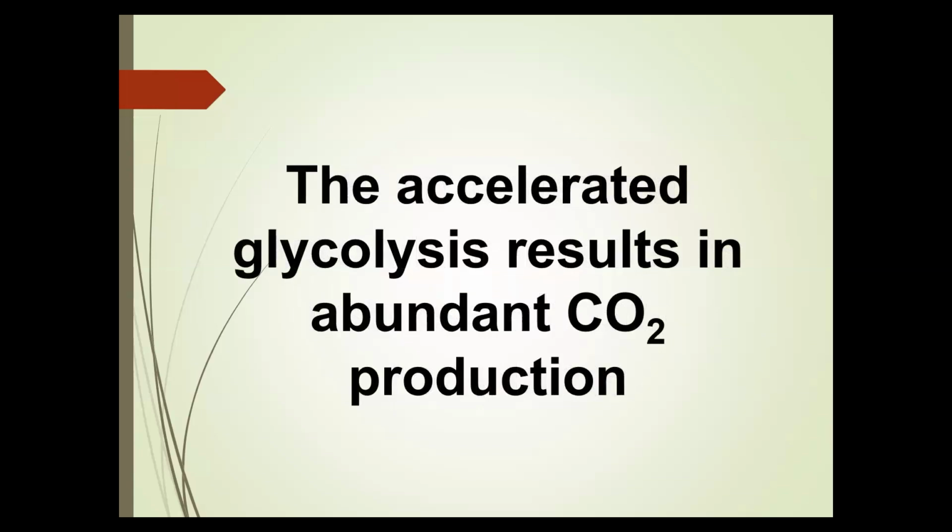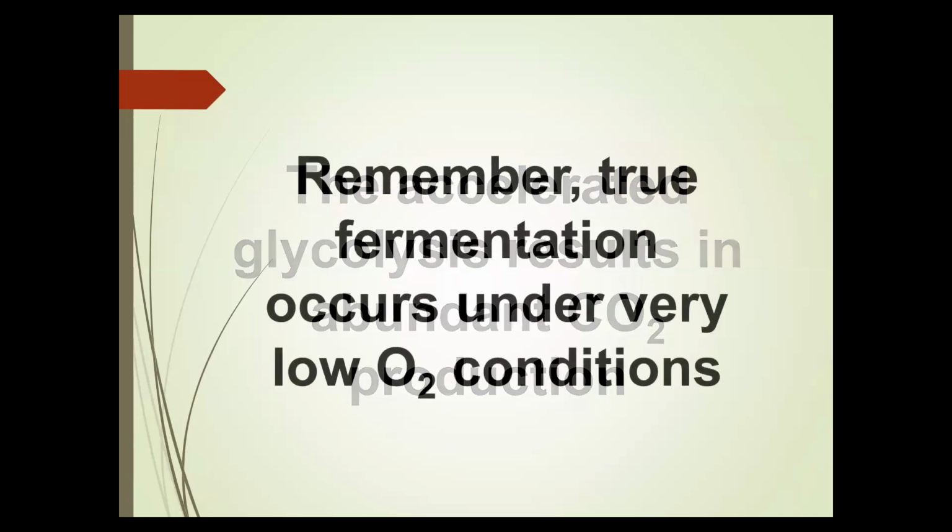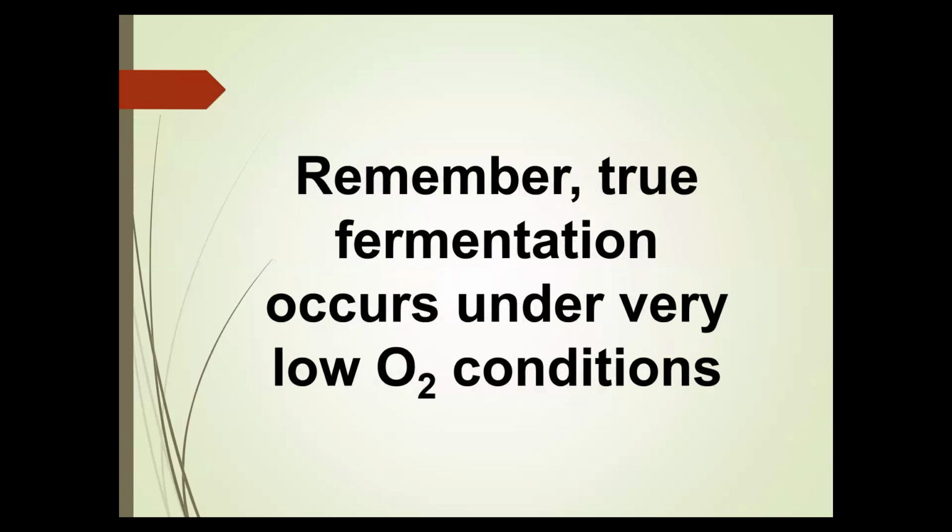The accelerated glycolysis that occurs during fermentation results in abundant CO2 production. Remember, we're channeling glucose very quickly through glycolysis, so it's producing a lot of CO2. Think about wine production. The grape juice is being fermented and lots of CO2 is being produced, which must be allowed to escape. True fermentation occurs under very low oxygen conditions, usually when oxygen is less than 1% in the tissues.